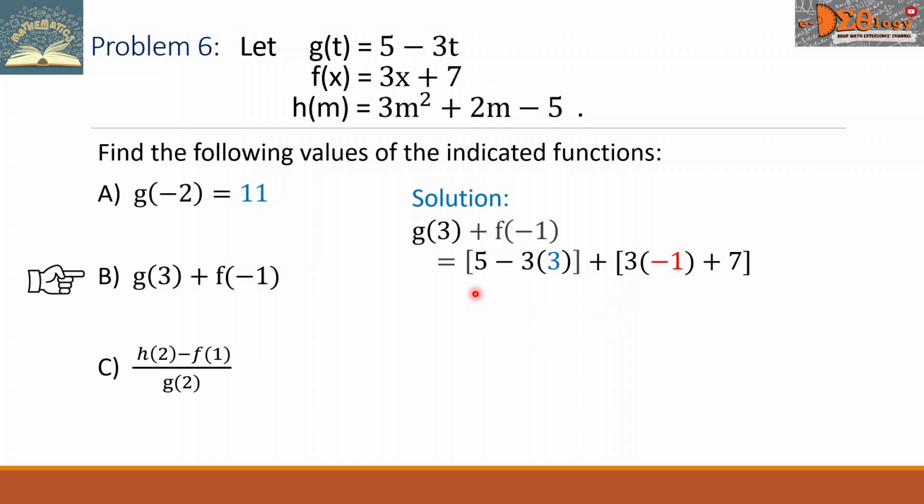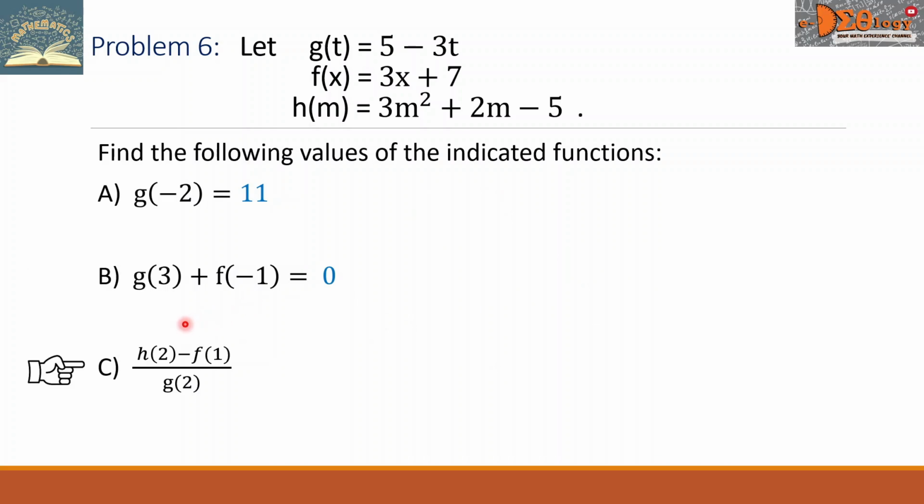We simplify both functions. So 5 minus 3 times 3 is 9. So here 5 minus 9, that will be negative 4. The 3 times negative 1, we get negative 3, then plus 7. We get positive 4. We simplify negative 4 plus 4, we get 0. This is the answer.